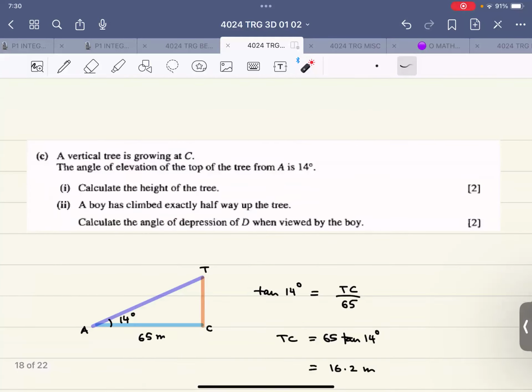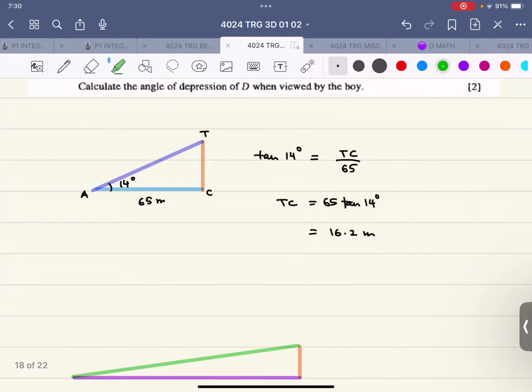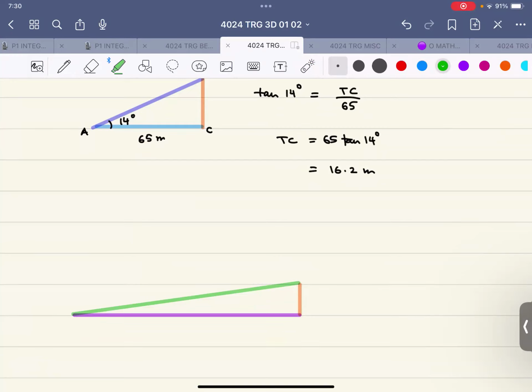So let me draw another triangle. That is the purple line. And the orange tree is half the height. And we are interested in finding this angle of elevation over here. So if I use the rounded off value, I'll just half it. So this is 8.1 meter. Let me label this length as W. This is still C.